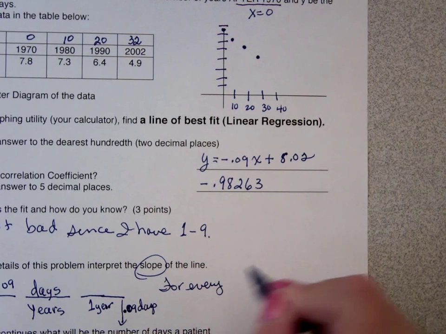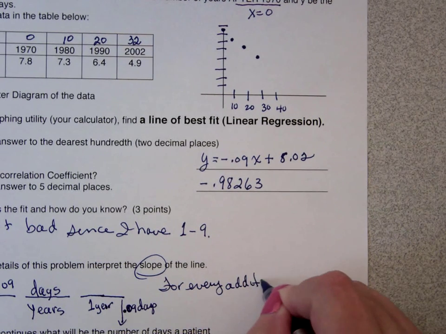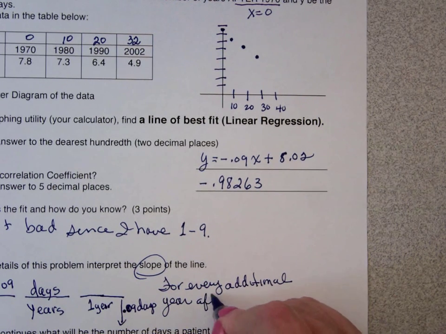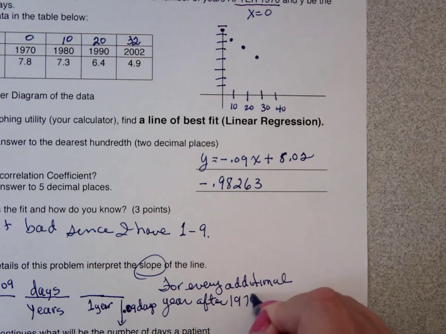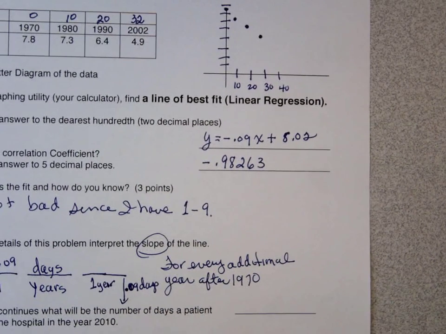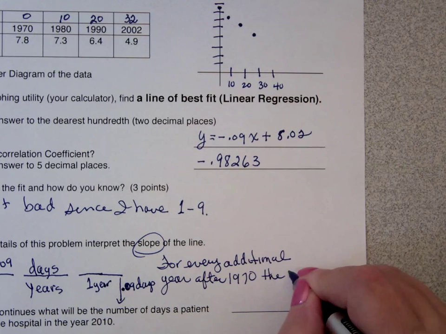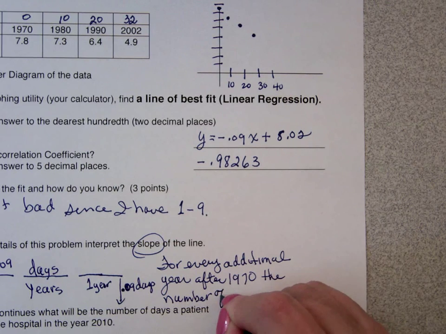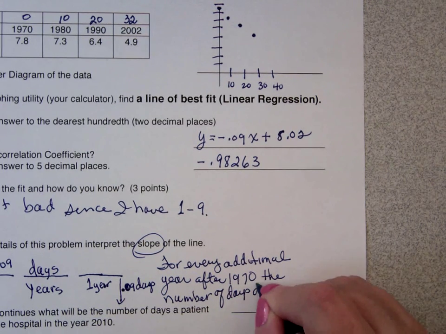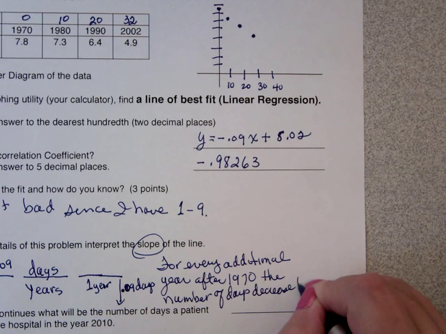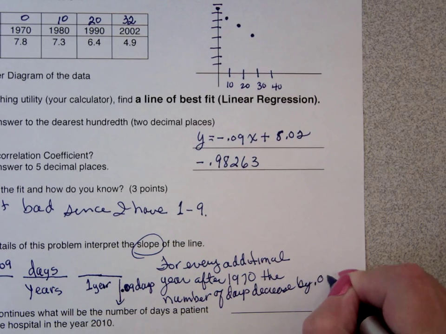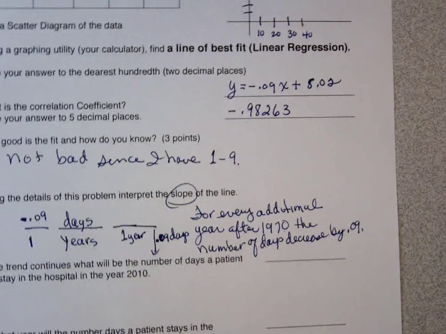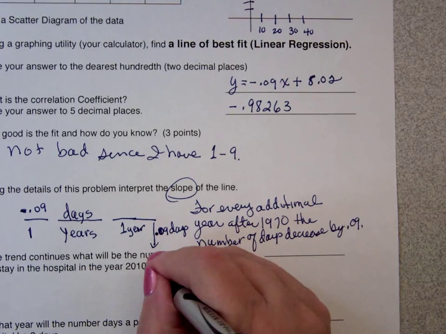every additional year after 1970, because that's the beginning of time, the number of days decrease by 0.09. And then it says, if the trend continues, what will it be in 2010?